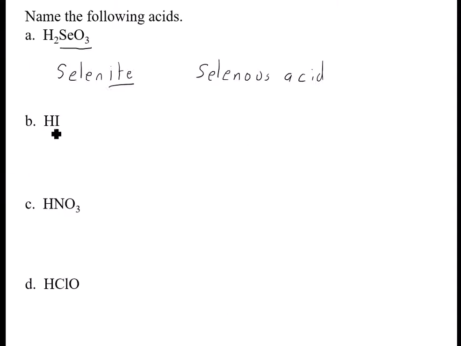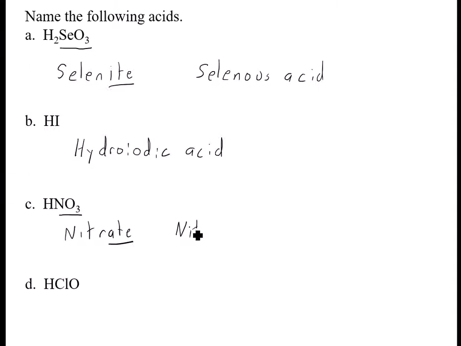Okay. This one is also an acid because it starts with hydrogen, but this is only binary. There's no oxygen there. There's only 2 elements. So therefore, it has to start with hydro because it's binary. And then this is iodine, so the base of it is iod, and then ic acid. Okay, this is another oxo acid. NO3 is nitrate, so the ate becomes ic, so it becomes nitric acid.